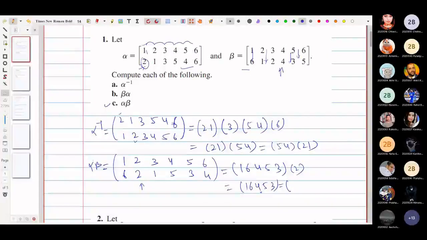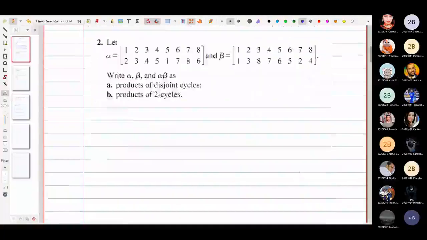If you had taken 4 initially, then you can write 4, then 5, 5 then 3, 3 to 1, and 1 to 6, and 6 to 4. So like this. If you start writing it with 4, so 4, 5, 3, 1, and 6, both are the same only. So let us see the next question.